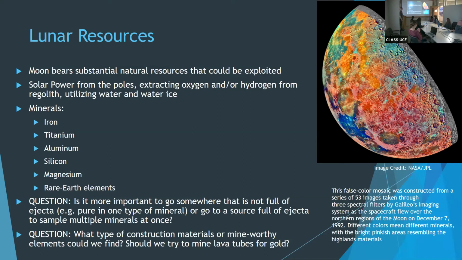So one question was, is it more important to go somewhere that is not full of ejecta, so that it's very pure in one type of mineral? Or would it be better to go to a source that's full of ejecta to sample multiple different minerals at once, in terms of lunar resources? Depends entirely on your research focus or your economics focus. True. But if you're building a base, wouldn't it make more sense to go somewhere with ejecta, so that you have lots of different things to build your moon base?